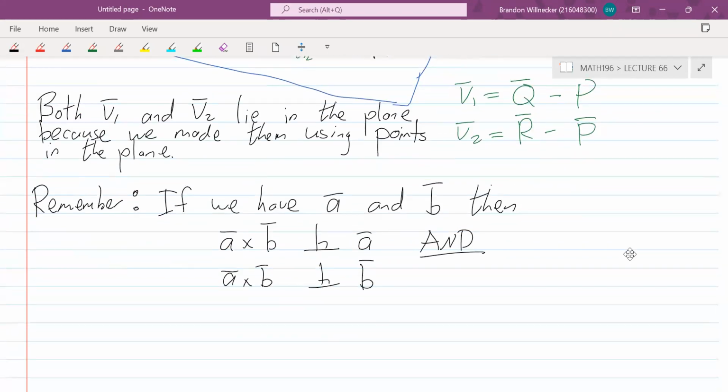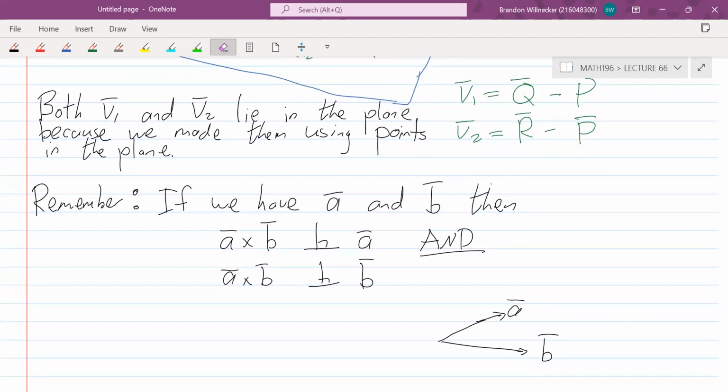So we can draw that in a little picture. If we've got A going this way, B going this way, then the cross product, let's do it the other way around, so the cross product goes in the right direction. So if we have A, B, then the cross product of A and B will go this way.